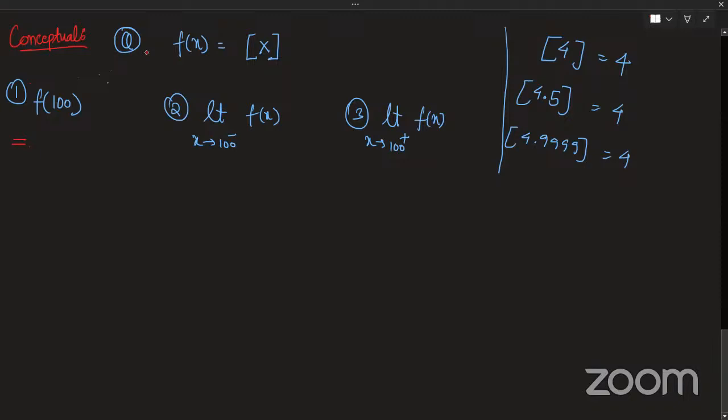So can you first of all tell me what will be the value of f of 100? 100, sir. F of 100 will be equal to GIF of 100. What is GIF of 100? 100. GIF of 100 is 100, correct.